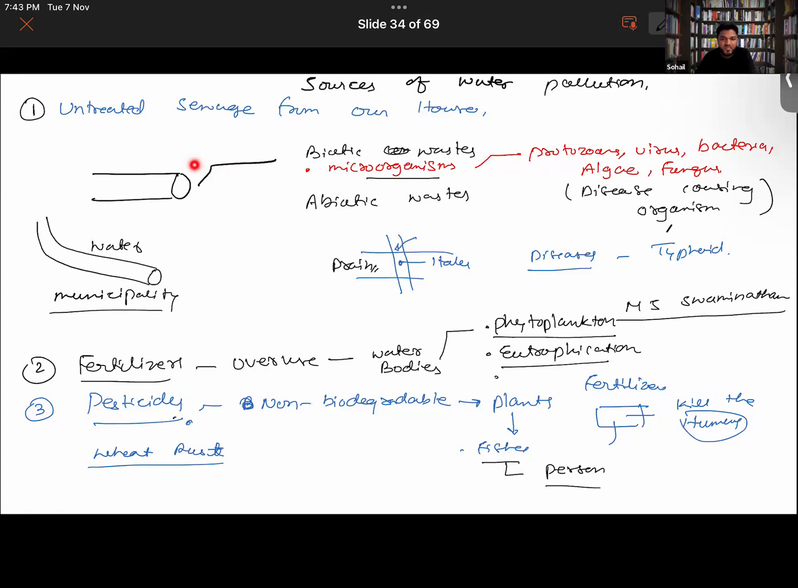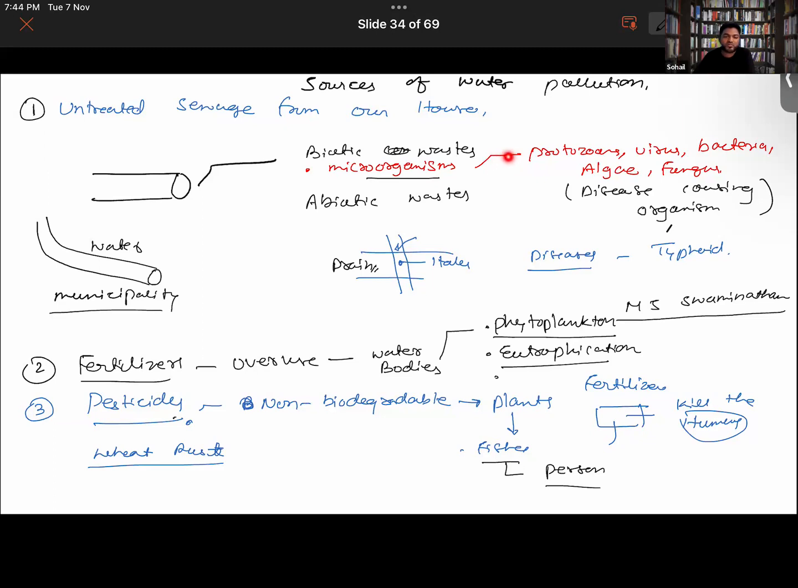One of the things we get to see in the sewage waste is that it consists of biotic waste also, and abiotic waste also. What are they? Basically, biotic waste are what? Like if you were to throw vegetable peels, right? If there's a dead rat lying in the drain, dead components.